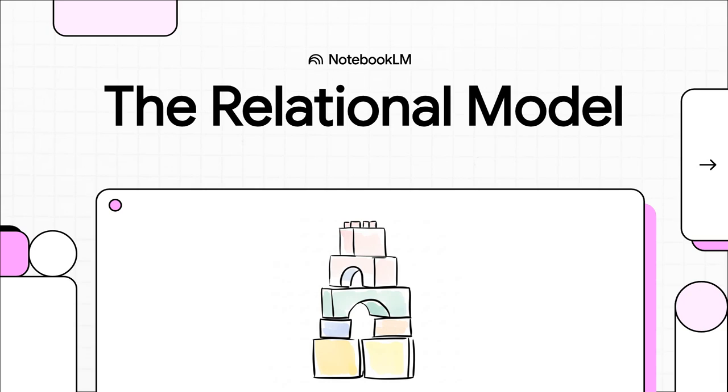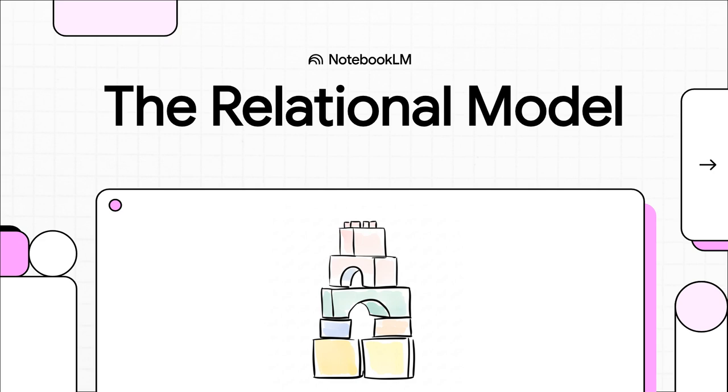Have you ever stopped to think about how your bank or your favorite social media app somehow keeps track of billions of little pieces of information without the whole thing just collapsing? Well, it all goes back to this brilliantly simple idea from the 1970s that literally brought order to the chaos of data. Today, we're diving into the relational model.